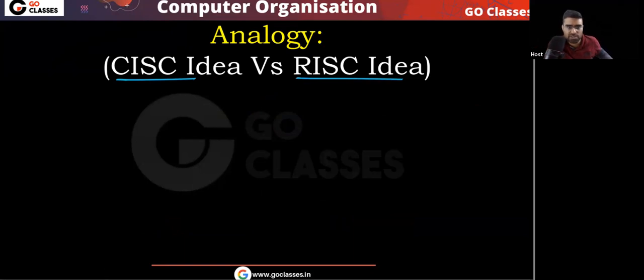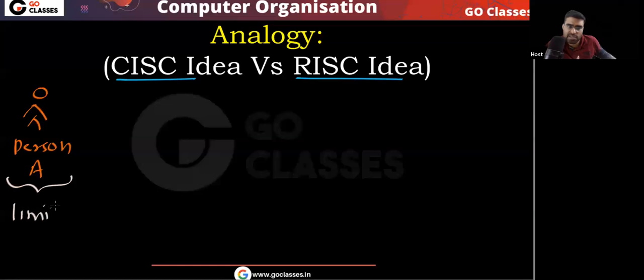Let's assume there are two businessmen. There is this person A. This person A wants to do some business, maybe an online business, but there is a limited budget. This person starts with a limited budget. Is this clear? So this person A will start with a very limited budget.